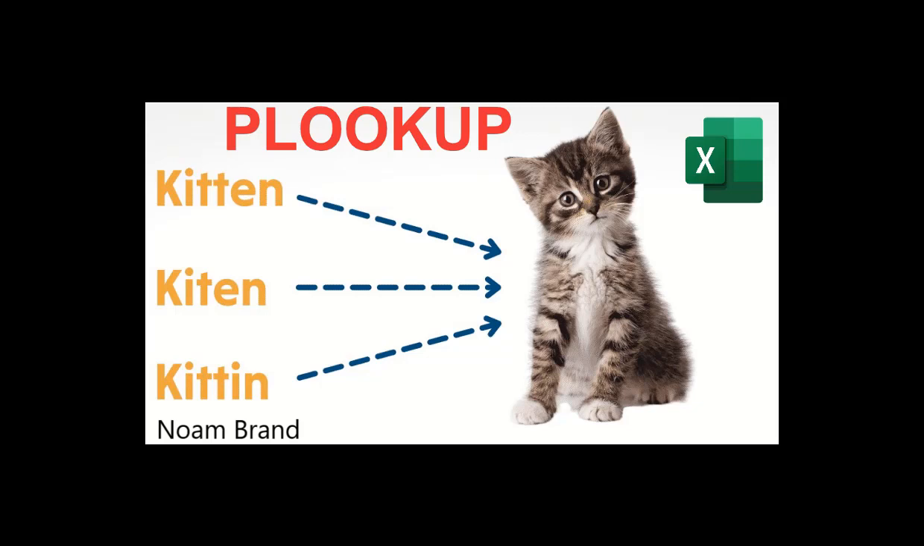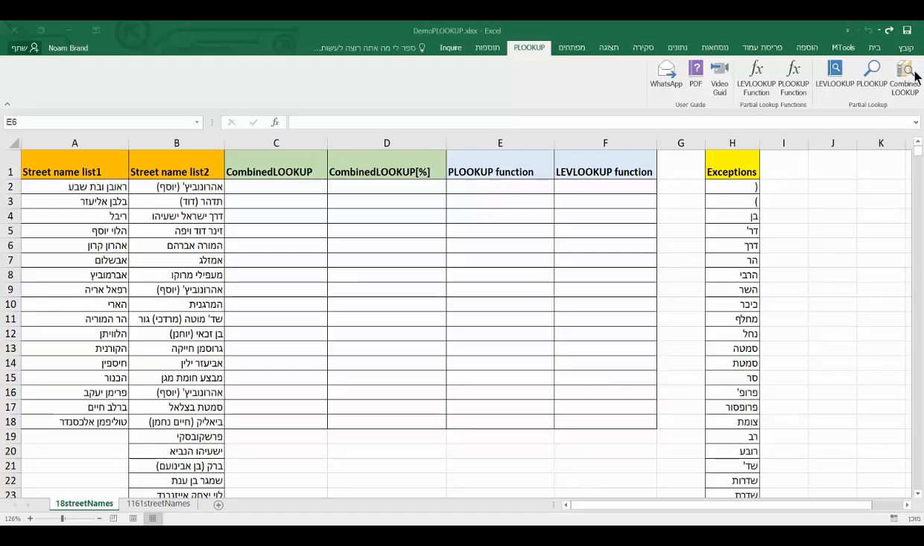PLOOKUP is a new partial text matching add-in for Excel. It takes into account missing and redundant characters, spelling mistakes, words in reverse order, and character exceptions that should be ignored for better suitability. Here is a usage example.